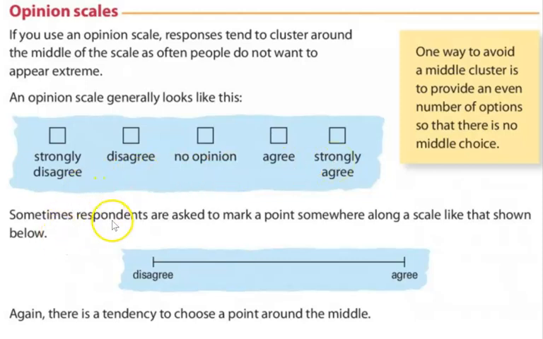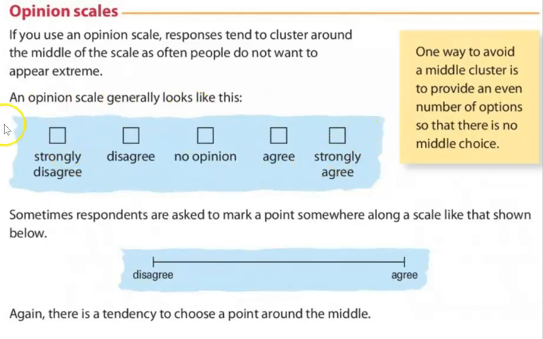Sometimes respondents are asked to mark a point somewhere along a scale like that shown below. So disagree, agree, and they put a mark somewhere along the scale to show where they would be. Again, there is a tendency to choose a point around the middle. One way to avoid a middle cluster is to provide an even number of options so that there is no middle choice.